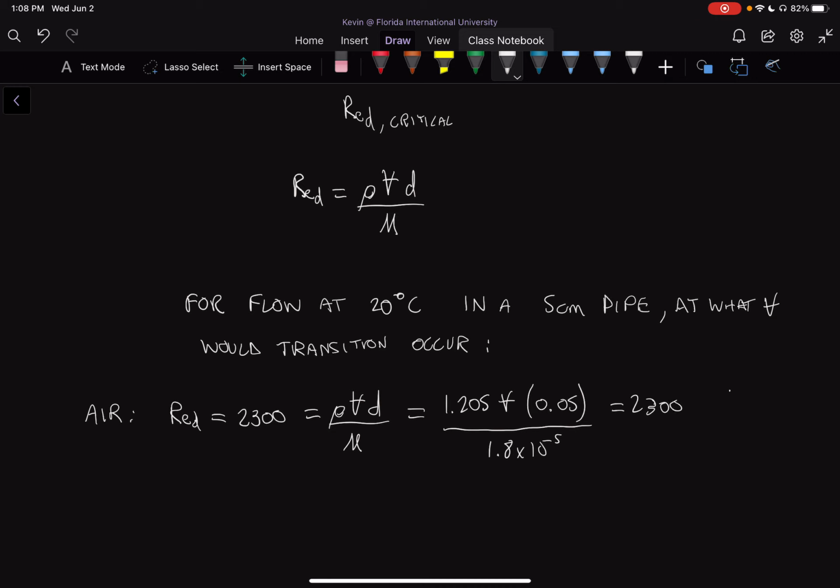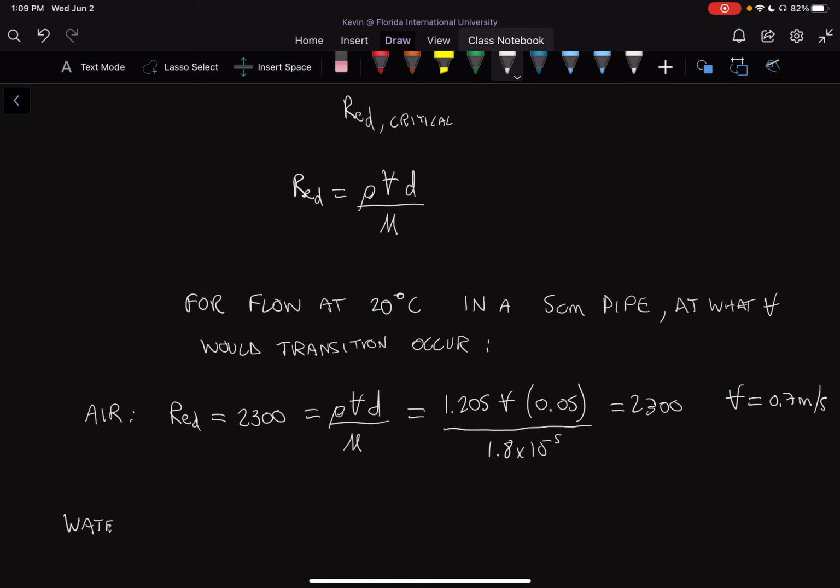So if you rearrange this, you find that the velocity is equal to 0.7 meters per second. So the velocity is actually pretty low. So the velocity would have to be even lower for us to have laminar flow. So with air, it's, let's say, very unlikely that we have laminar flow in a pipe, except if the flow is very, very slow.